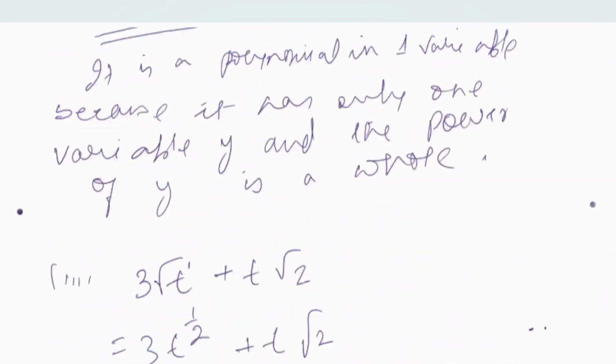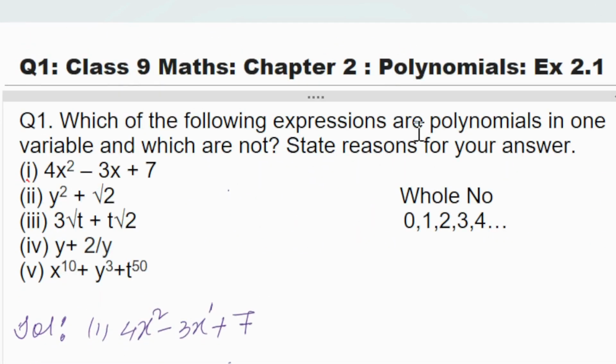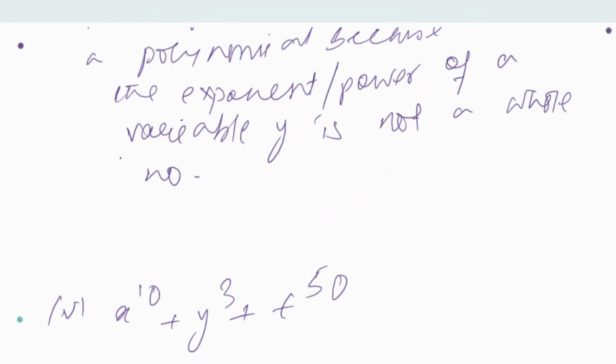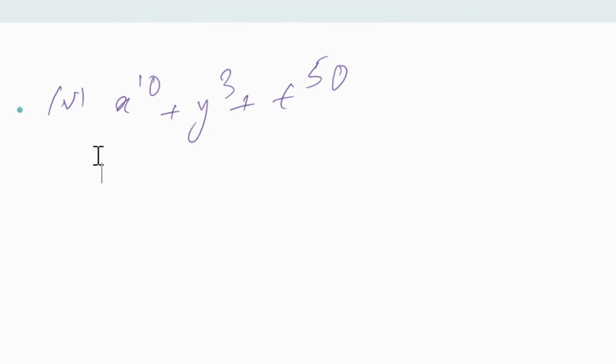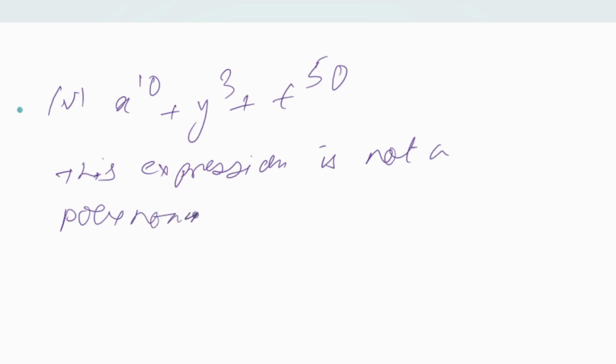See the question. Let me go back. Which of the following expressions are polynomials in 1 variable? Very important, in 1 variable. So this is not a polynomial in 1 variable. Obviously this is a polynomial, but not in 1 variable, in 3 variables. So our answer will be yes or no. No, this expression is not a polynomial.